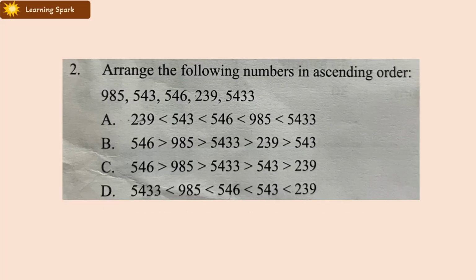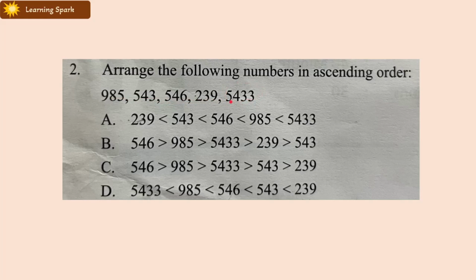Question number 2 is on your screen. Let's solve this together. If you have not solved this already, please feel free to pause and solve. So it says arrange the following numbers in ascending order. Then there are 5 numbers given. As you can notice, 5433 is a 4-digit number and the rest of the numbers are 3-digit numbers. So surely this is the largest one, right?